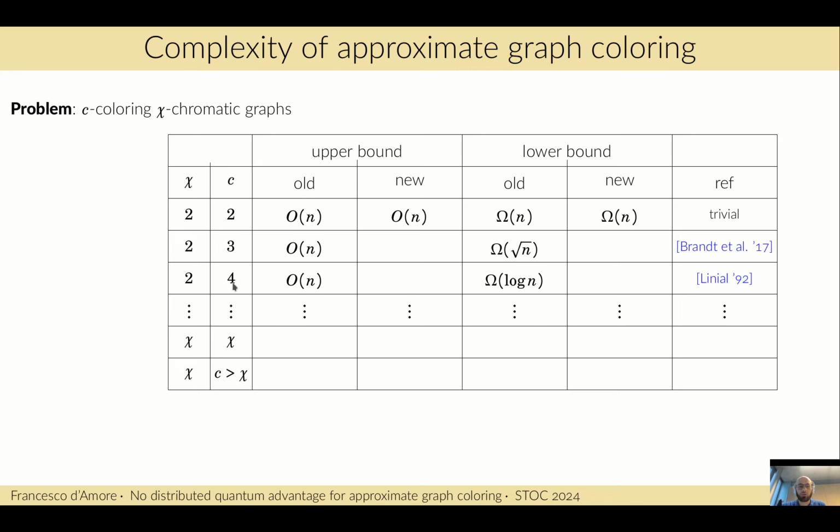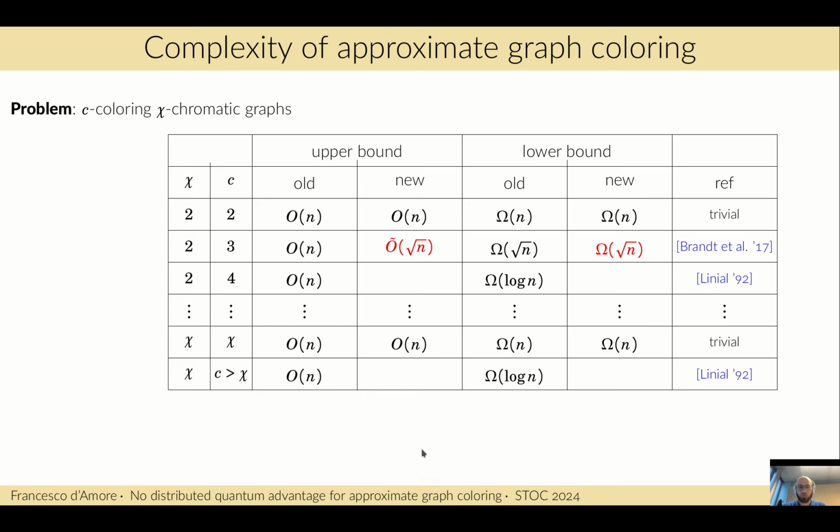As for the case of 4-coloring bipartite graphs, again nothing better than the trivial algorithm is known for the upper bound, while the lower bound is log n and comes from the fact that there exist high girth, high chromatic graphs. More in general, when chi equals c, the complexity is the same as the case 2 and 2, while for general parameters chi and c, what was known is the same as the case of chi 2, c 4: log n comes from the same example of high girth, high chromatic graphs.